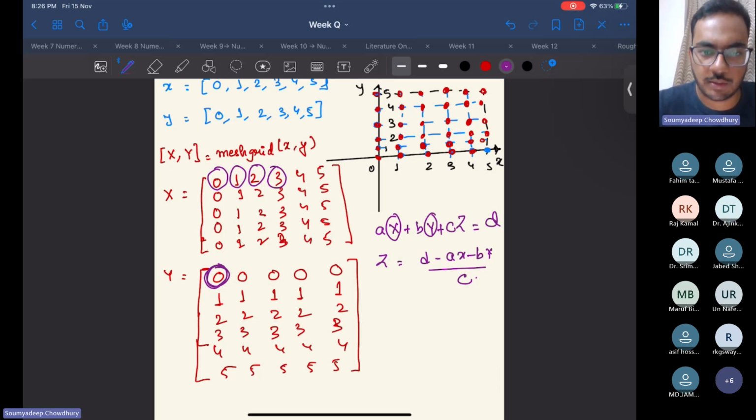I'll just remove this. For the square brackets, it was giving an error, so I removed that. No, that is not creating the problem. It is giving the error for me without the square bracket also. Which version of MATLAB are you using? This is an academic use, 2023. Okay, actually I understood what the problem is.